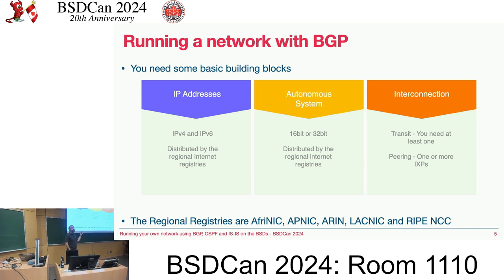Before we go into more detail, people who were at my tutorial have already seen this. If you want to run BGP, what do you need? You need three pieces. One is IP addresses. You need your own network. You need an autonomous system to announce them.